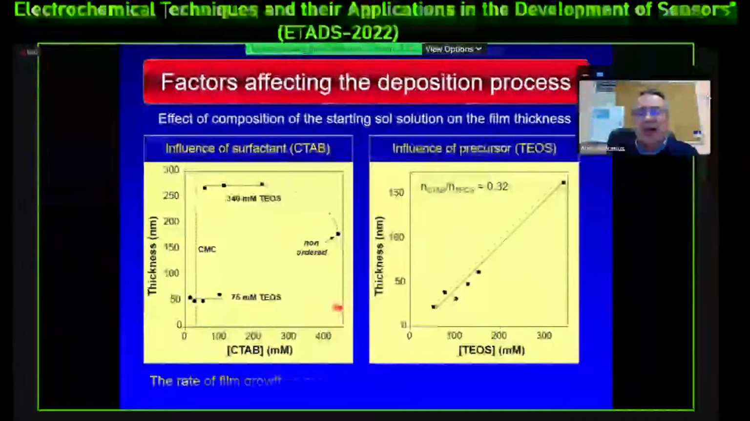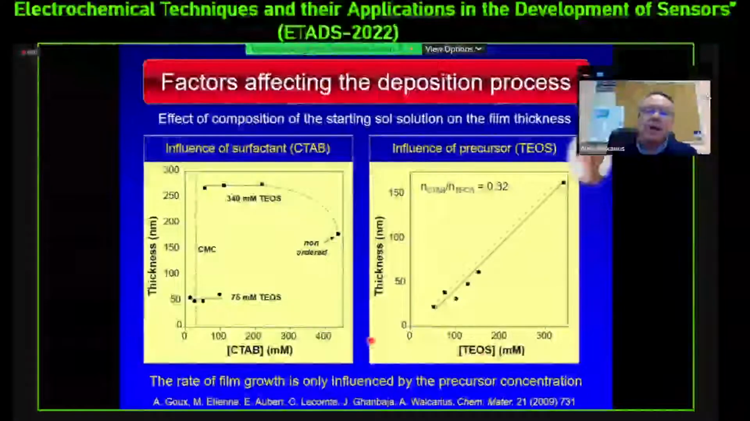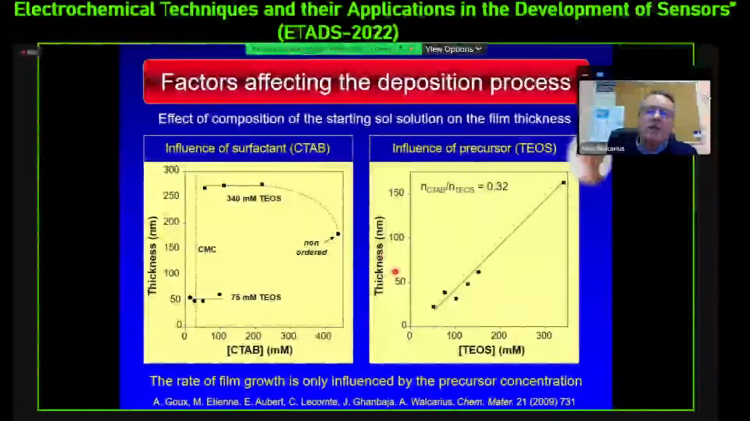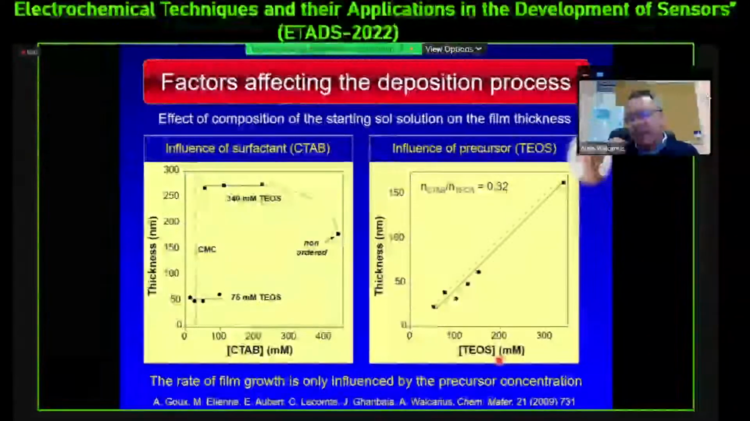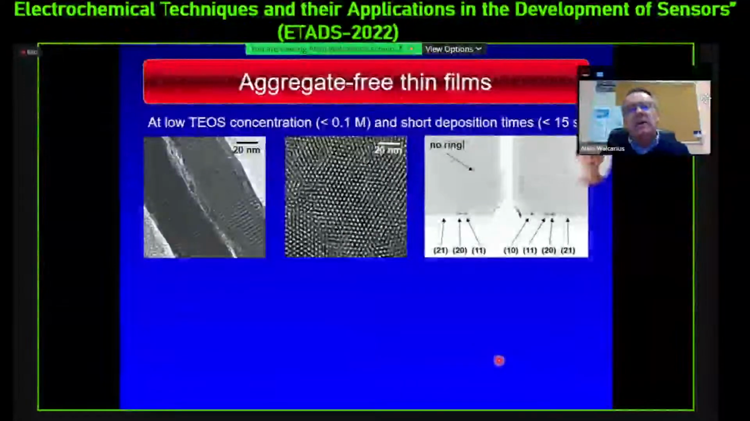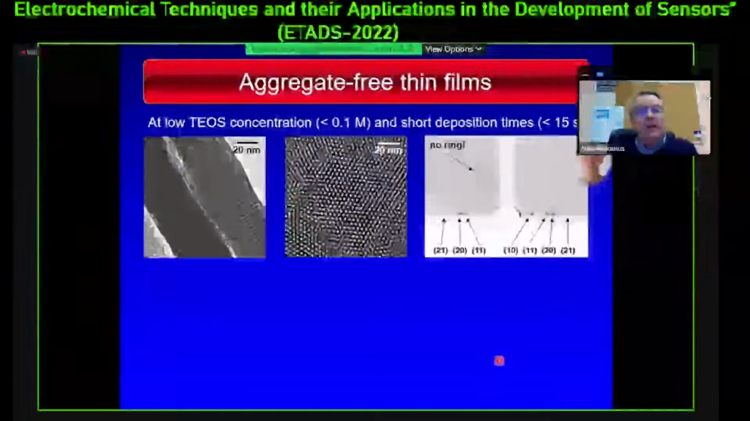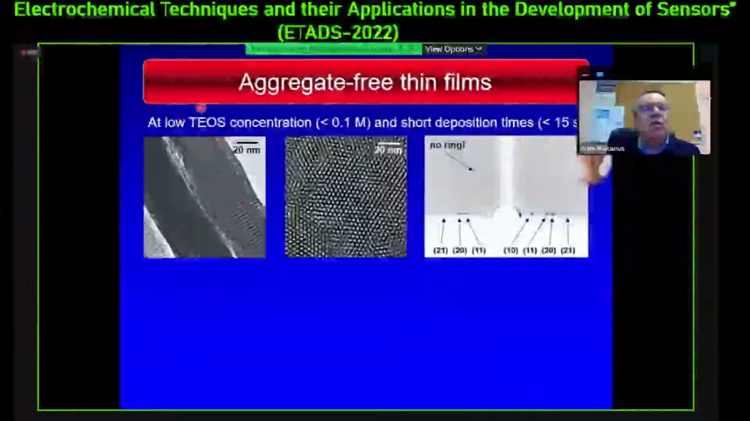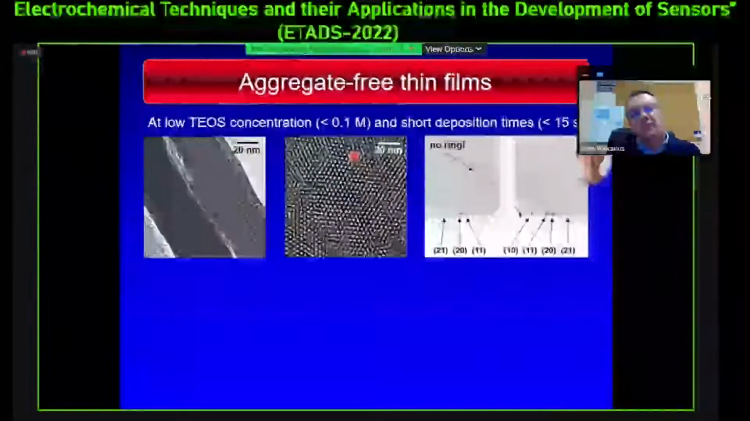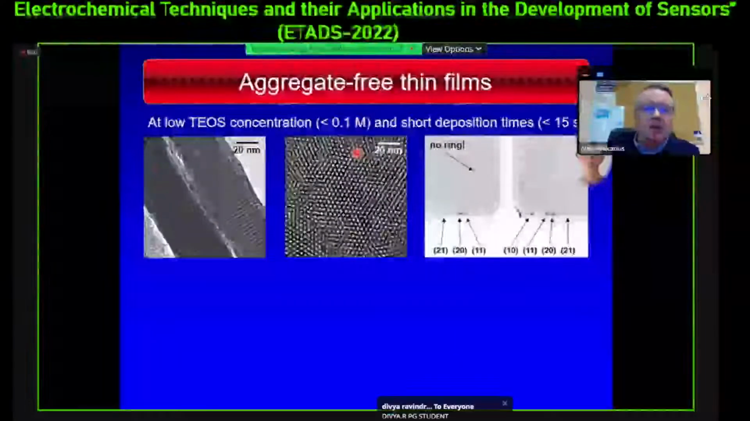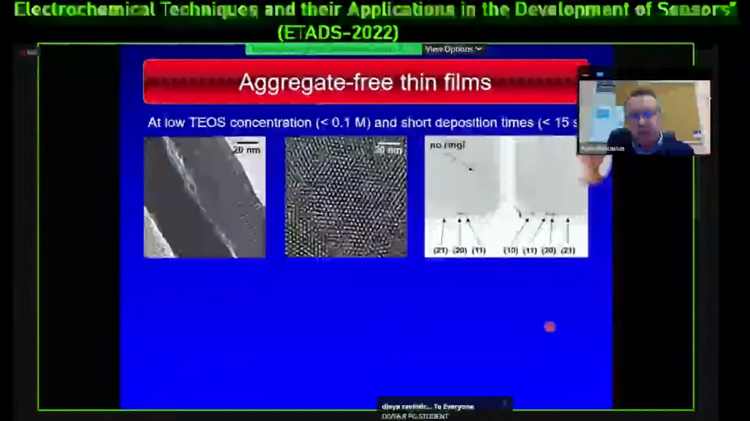On the other hand, by varying the concentration of the tetraethoxysilane, the silica precursor, we observe a linear variation of the thickness. So knowing the influence of these parameters, we can now define optimal conditions to have aggregate-free films. In that case, we need to use a rather low tetraethoxysilane concentration, lower than 100 millimolar, and rather short deposition times, at the maximum 15 seconds. Otherwise, we have the aggregates.